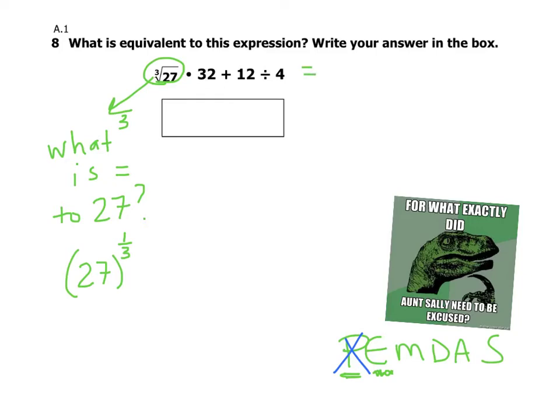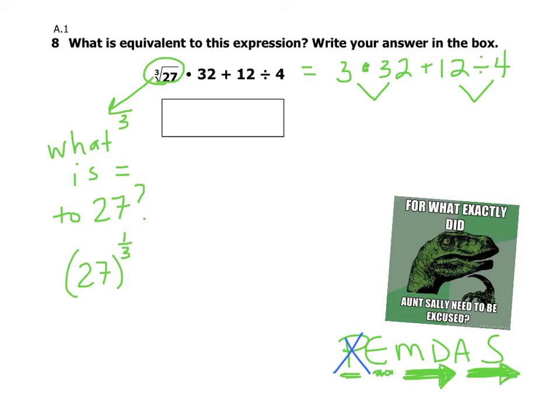But that does tell you what order that we need to do things in. So we need to go ahead and simplify that first. The cube root of 27. What to the third power is 27? Well, that's 3. 3 times 3 is 9 times 3 is 27. So I have 3 times 32 plus 12 divided by 4. I need to do the multiplication and the division before I can do anything with that addition. Remember that in your order of operations. Multiply and divide from left to right as they come. Add and subtract from left to right as they come.